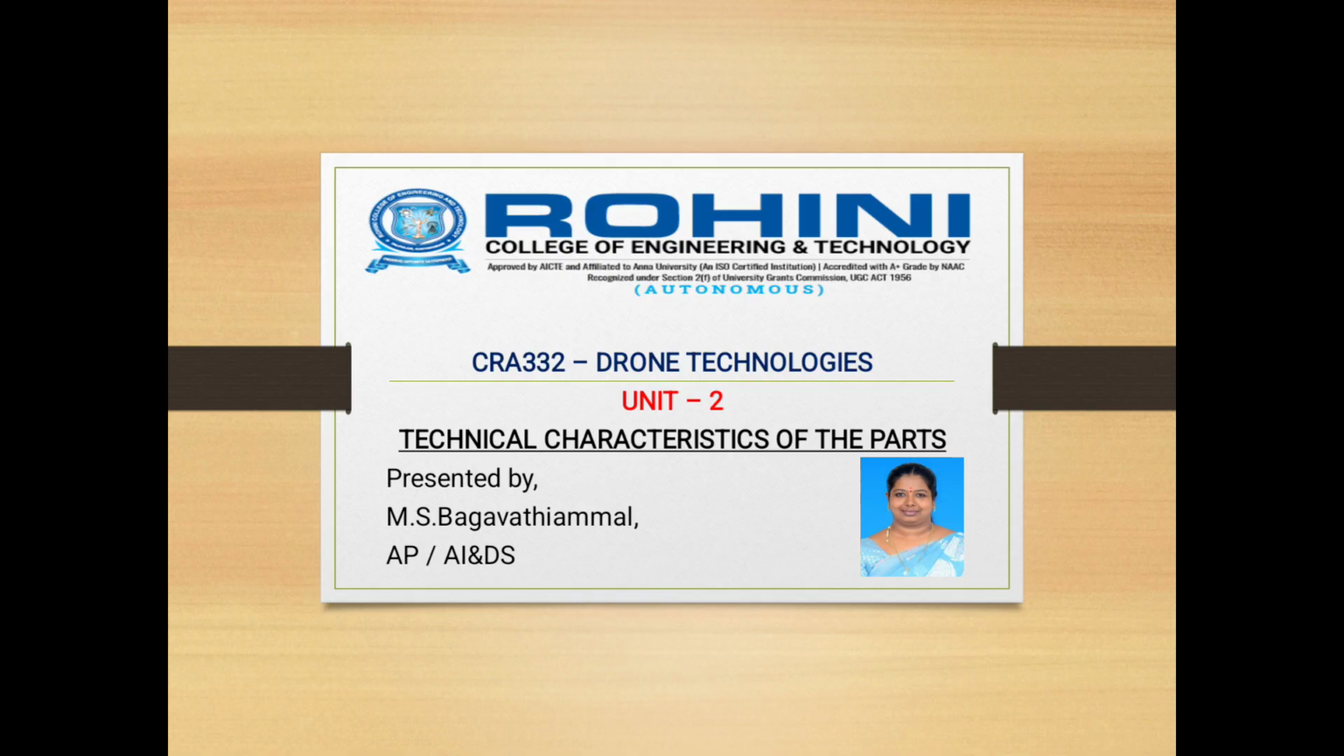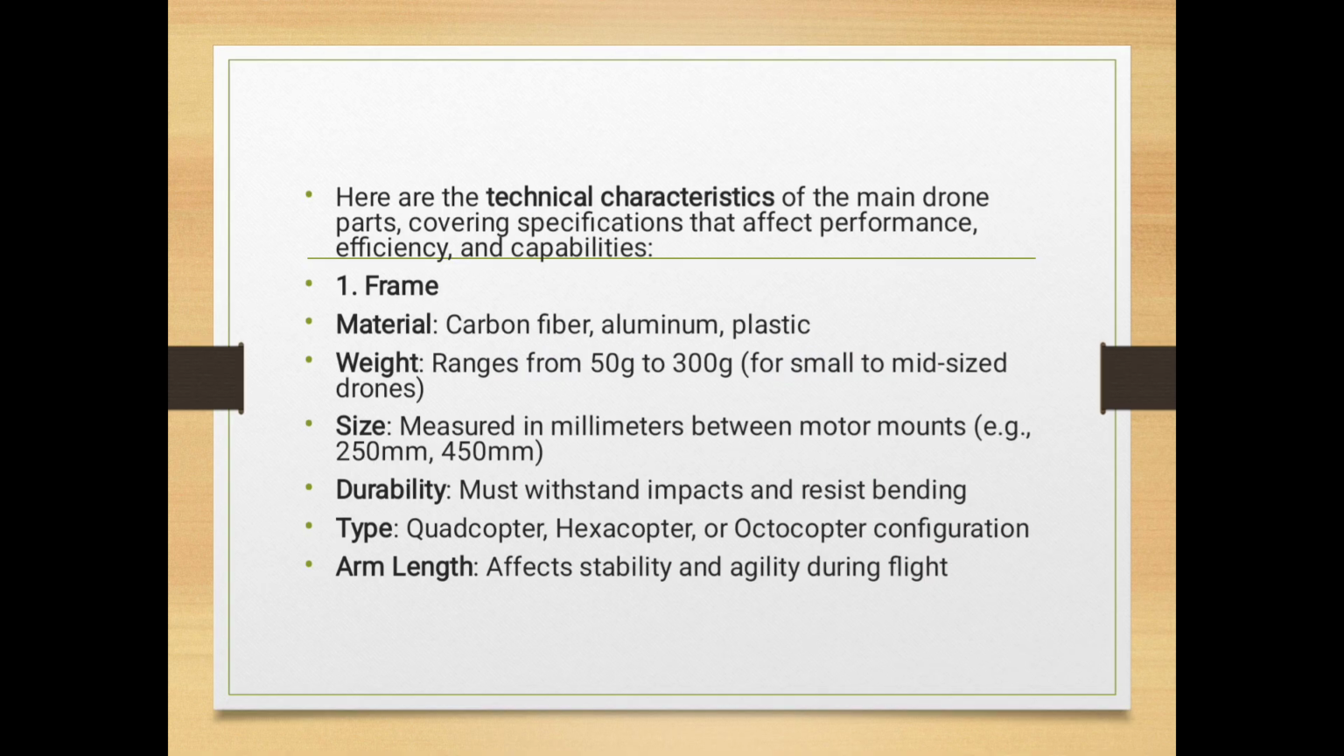Topic name is Technical Characteristics of the Parts. Here are the technical characteristics of the main drone parts, covering specifications that affect performance, efficiency and capabilities. Already we discussed the main drone parts. In main drone parts we discussed 15 parts, and all 15 parts come under the technical characteristics of the main drone parts. Here we discuss very few points.